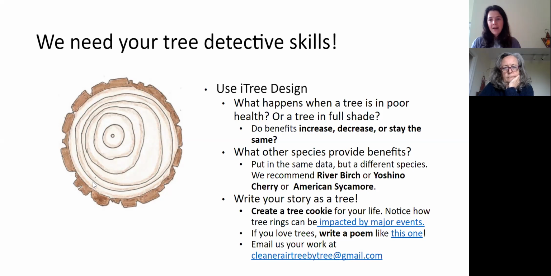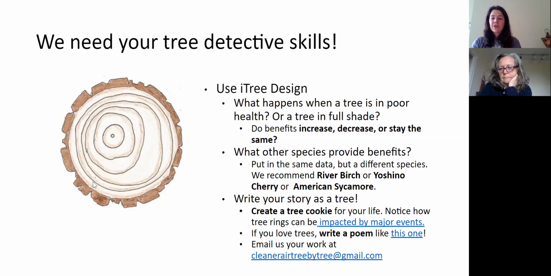So we want you to put in the same data, but try a different species, such as the river birch, Yoshino cherry, or American sycamore, and see what these species provide to us. And I have to say, iTree is a wonderful model, but it doesn't always capture every benefit that trees provide. I know, for example, that Yoshino cherries have beautiful flowers in the spring, or that the oak tree, while it does have these benefits quantified on iTree, has other benefits like providing homes for over 200 species of butterflies and birds.